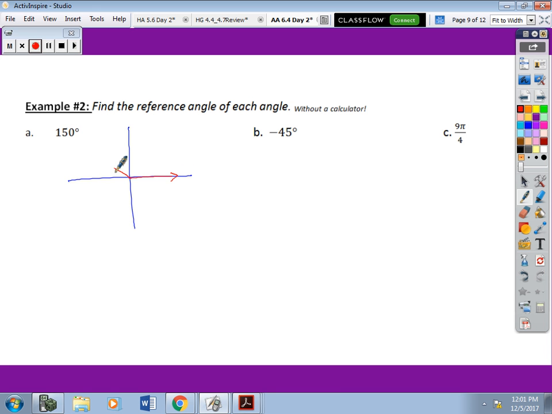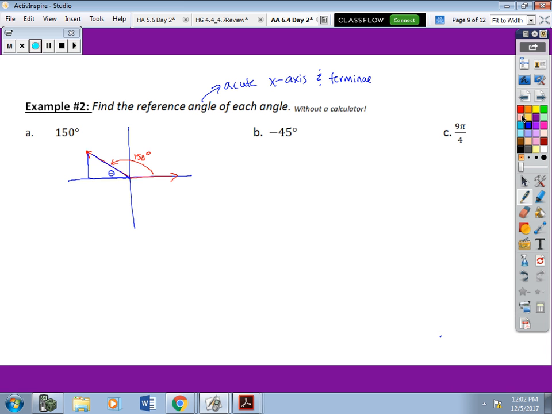150 degrees would be right here somewhere, right? 150 degrees. I'm just sketching my picture. We did this earlier in the year. Like, I can do that. Okay. The reference angle has to be the acute angle formed by the x-axis and the terminal side. So I'm going to create one. It'll be right here. That's the angle I'm looking for.